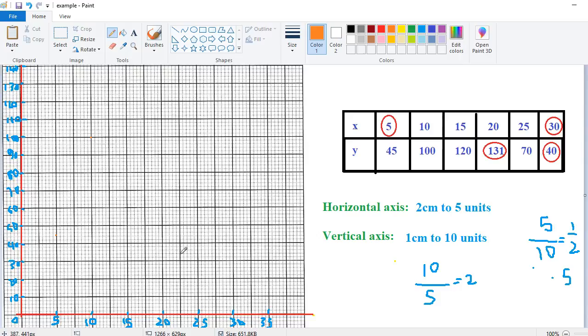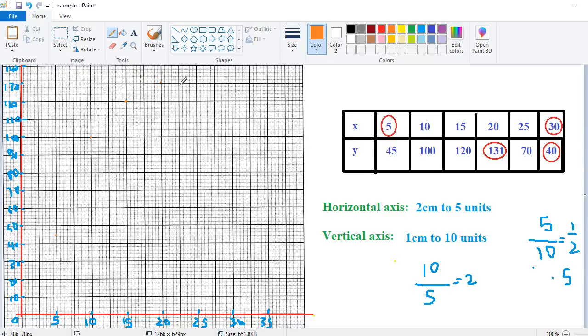Then we have 15 and 120. So we look for 15 and we're looking for 120. So we come up and we plot right there on the 120 mark. Right? Then we have 20 and 131. So we're here on 20 and we're looking for 131. So we come up to 130. And here will be 132, because each tiny block represents 2. So 131 will be between 132 and 130. So it'll be halfway right here.